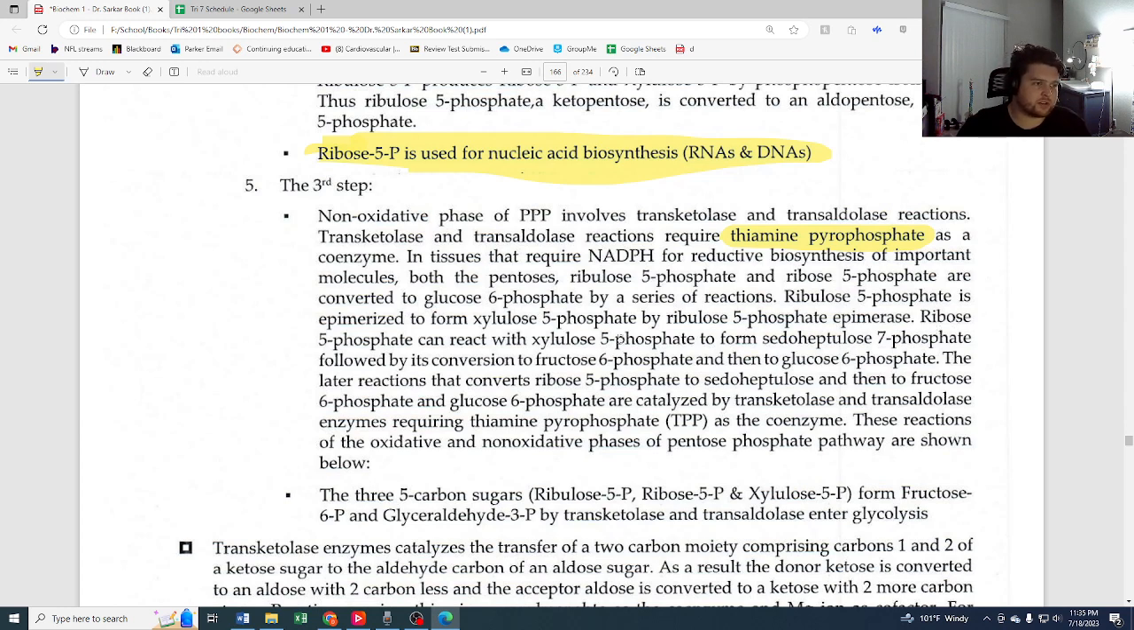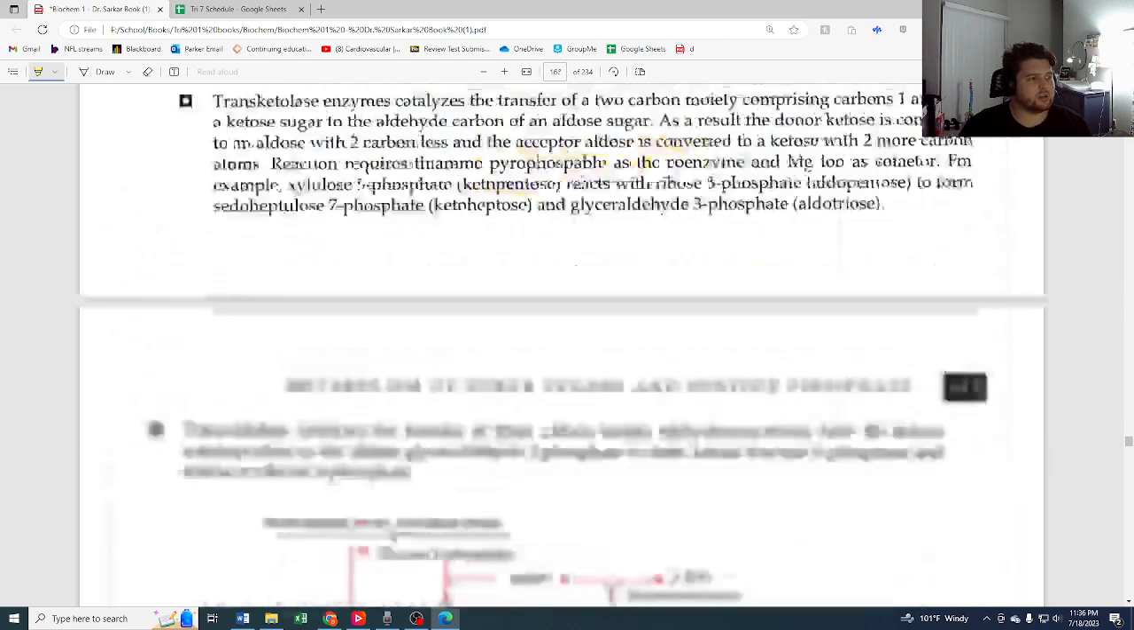Ribose 5-phosphate can react with the xylulose 5-phosphate to form sedoheptulose 7-phosphate, followed by its conversion to fructose 6-phosphate and then to glucose 6-phosphate. The later reactions that convert ribose 5-phosphate to sedoheptulose and then to fructose 6-phosphate and glucose 6-phosphate are catalyzed by transketolase and transaldolase, enzymes which require thiamine pyrophosphate, TPP, as the coenzyme. This kind of repeats itself twice in this whole paragraph, but these reactions with the oxidative and non-oxidative phases of the pentose phosphate pathway are shown below.